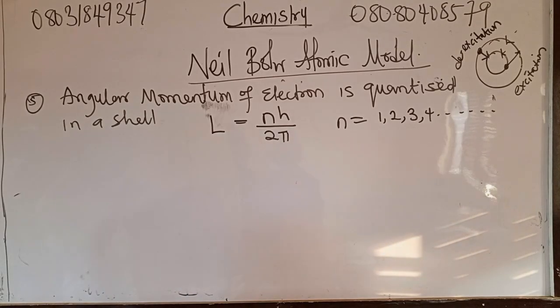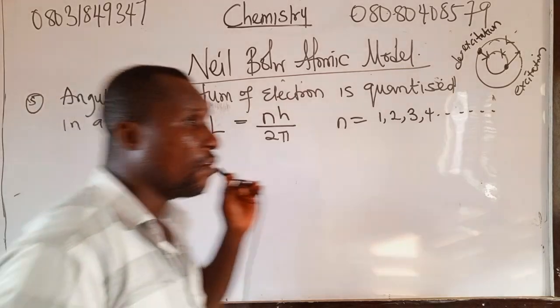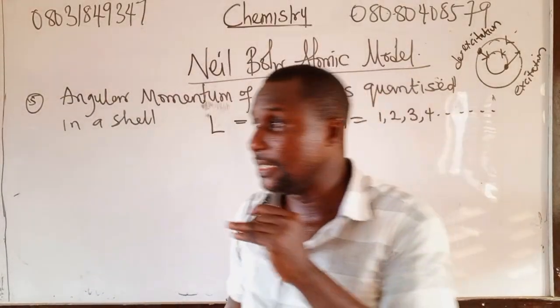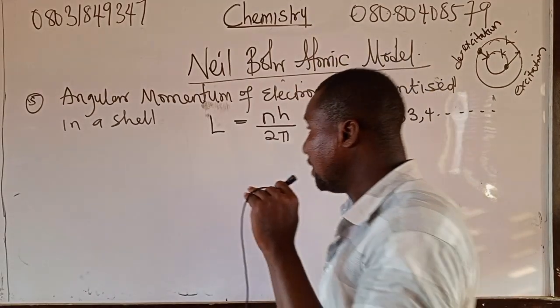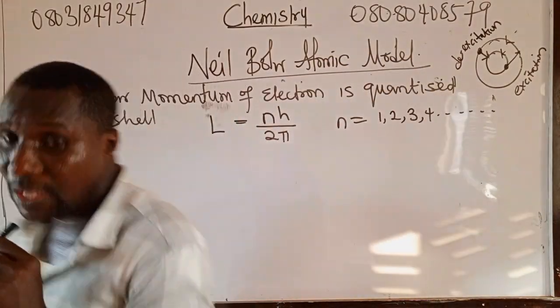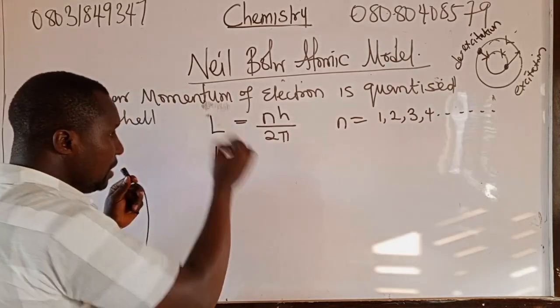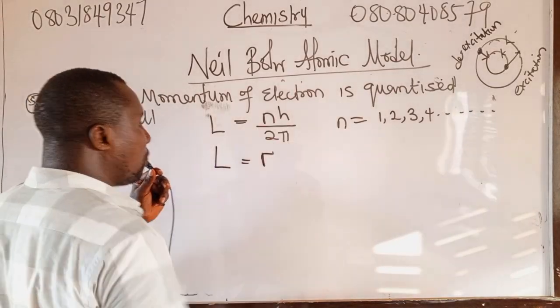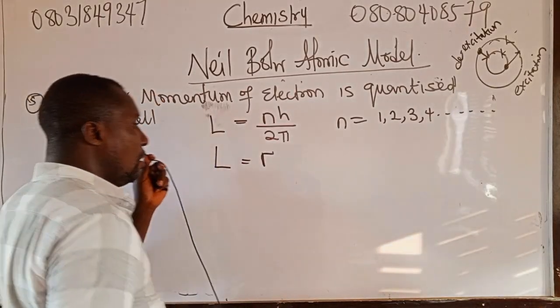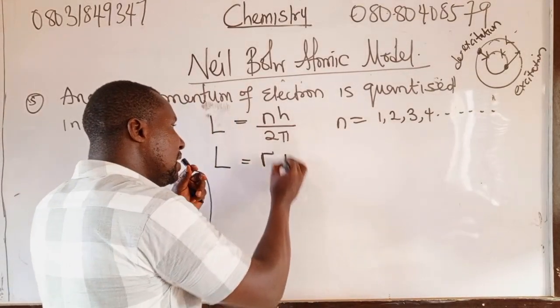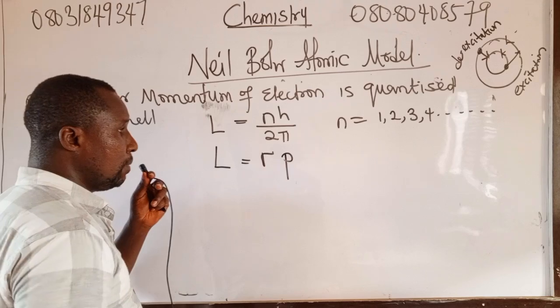And angular momentum is an integral multiple of a natural number. Take note of that. Then we also have angular momentum L equal to the radius of the shell or energy level times the linear momentum. Take note of this.